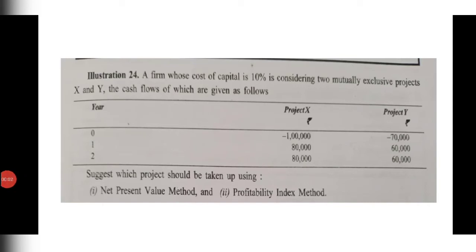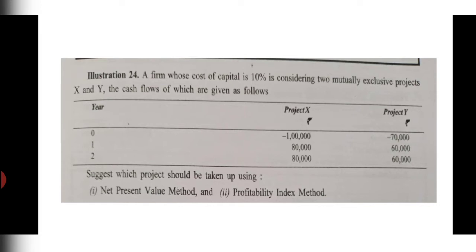Hello students, in this video we will learn how to solve numerical examples using the net present value method and profitability index method of capital budgeting. Let us see the example. A firm whose cost of capital is 10% is considering two mutually exclusive projects X and Y, the cash flows of which are given as follows.